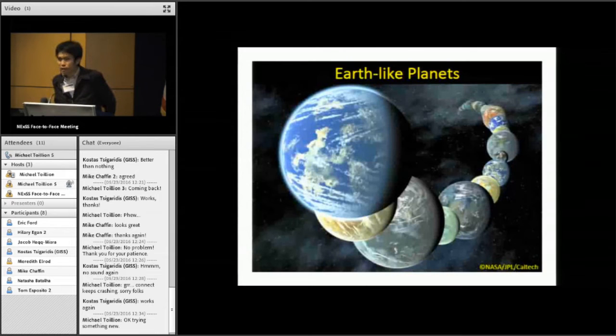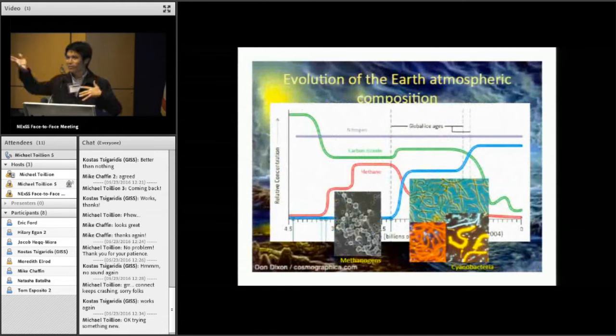Now let's go into Earth-like planets. And why are we interested in Earth-like planets? I believe I agree with most of you, we want to search for life elsewhere at some point. But Earth-like means that, as Tony and Vicky already told us, Earth's composition is changing over time.